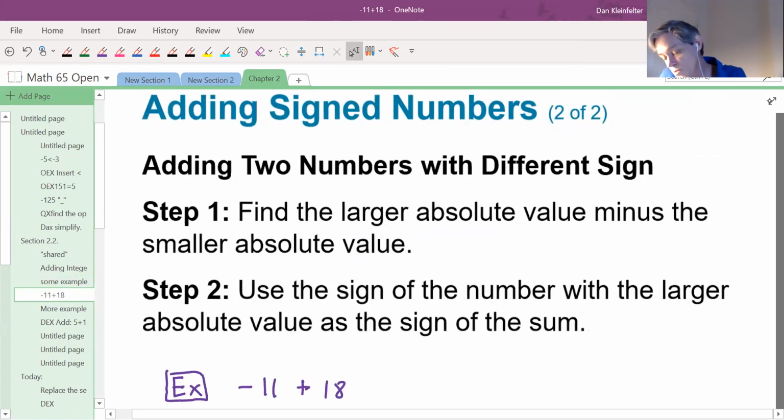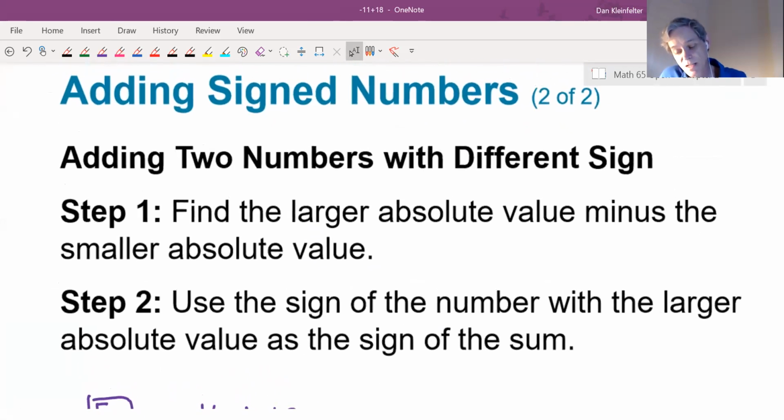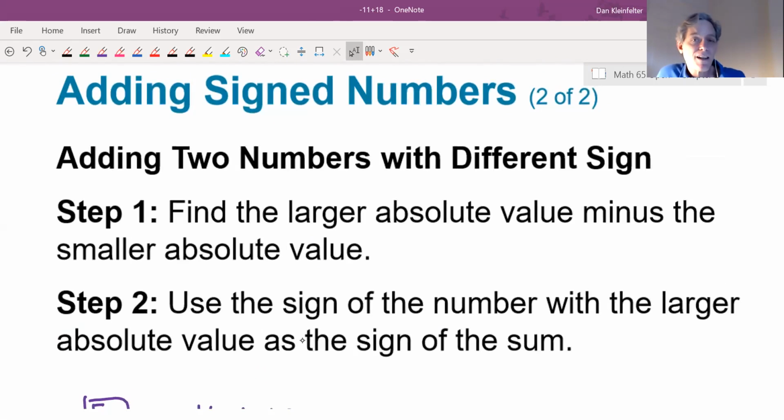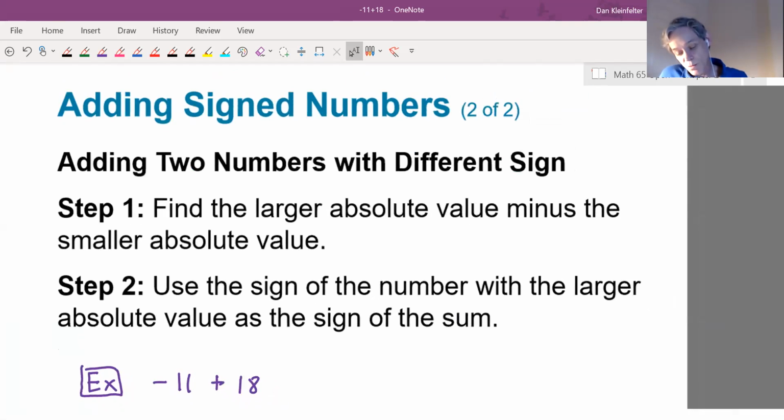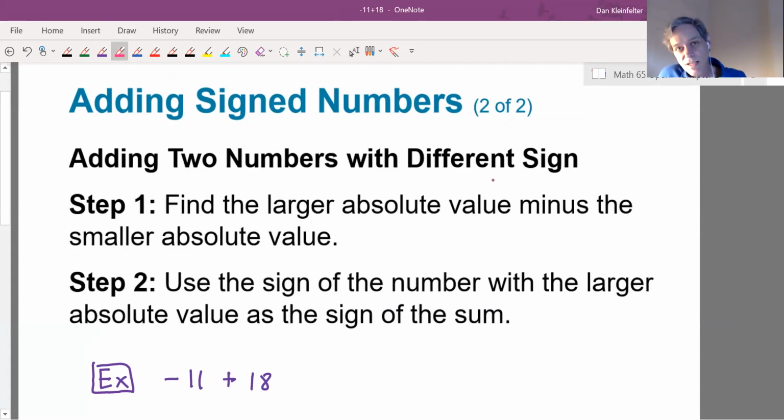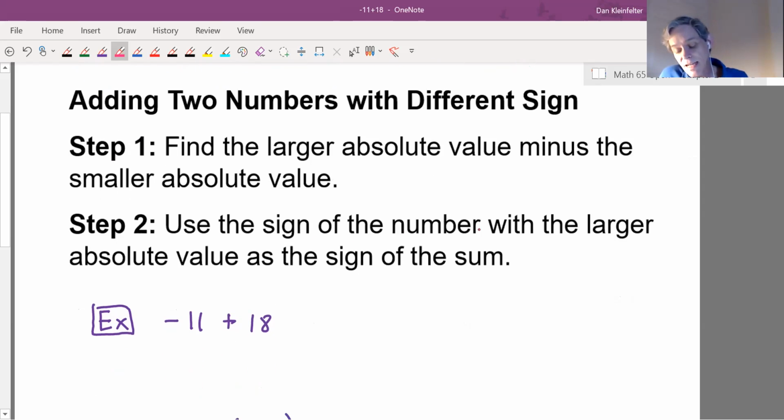Okay, if the two addends have different signs, people usually find this tricky. So if that's you, you want to pay extra special attention to it until it becomes more natural to you. Okay, but let's go through the specifics. If you're adding together two numbers that have different signs, you find the larger absolute value minus the smaller absolute value. So you take the two numbers you're adding, you find their absolute values. Subtract the bigger minus the smaller. That's step one. Then step two, use the sign of the number with the larger absolute value as the sign of the sum.